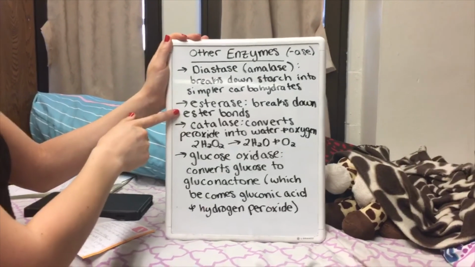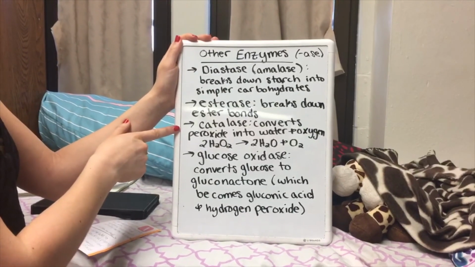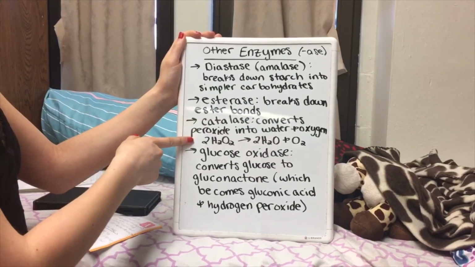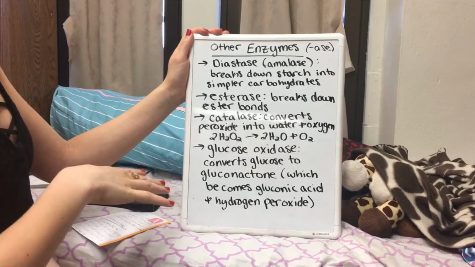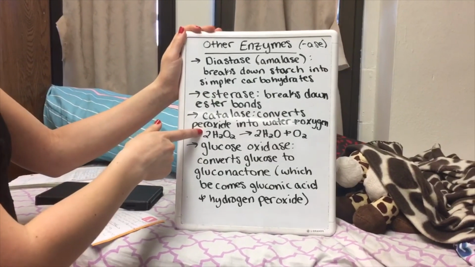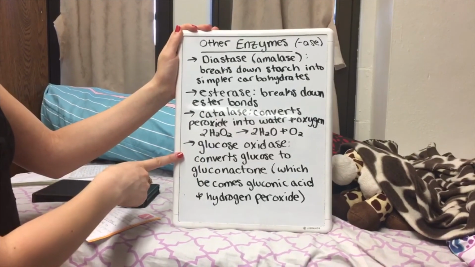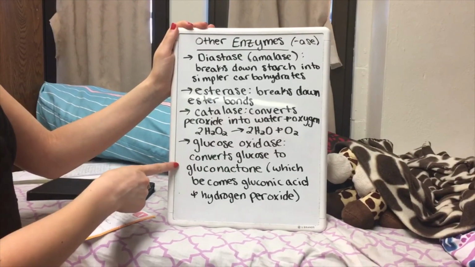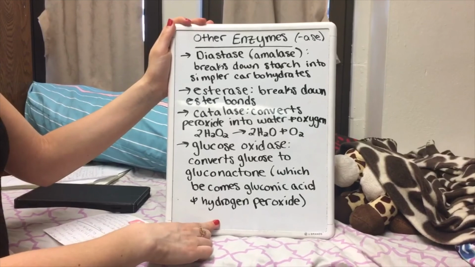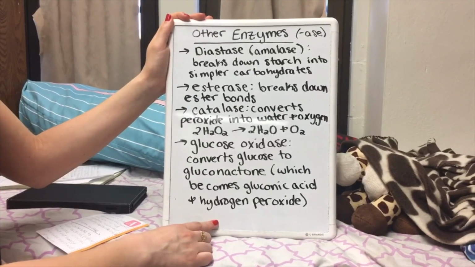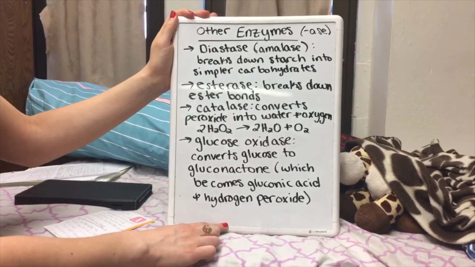Another enzyme is esterase, which breaks down ester bonds, and catalase, which converts peroxide into water and oxygen via this reaction. Catalase also reduces the antibacterial effects of honey because it is breaking down the peroxide. Another important catalyst in honey is glucose oxidase. This converts glucose to gluconolactone, which later becomes gluconic acid and hydrogen peroxide. Gluconic acid is the main acid found in honey, and that and hydrogen peroxide both contribute to the antibacterial properties of honey.